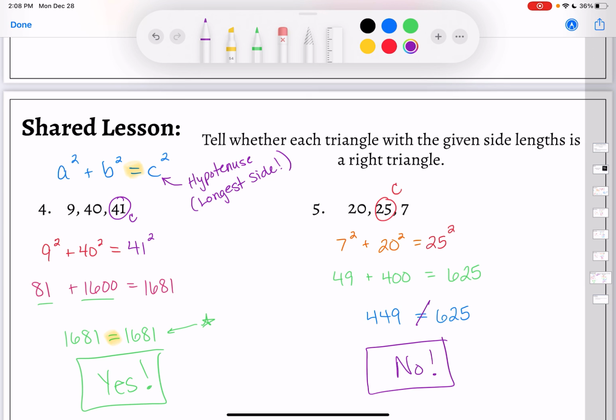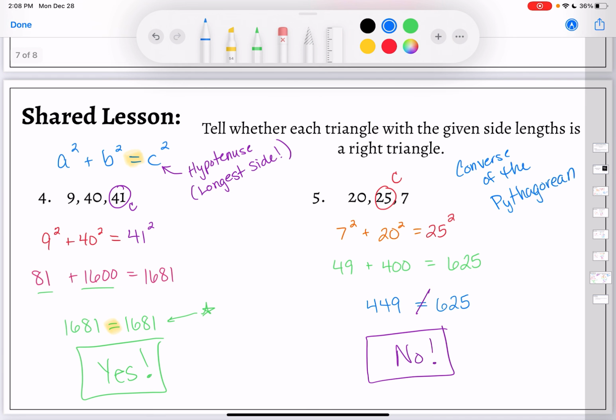So there you can see that you have to go all the way down to that last step where you have two numbers, one on the left, one on the right. And if they equal, it's a right triangle. If they don't equal, it's not a right triangle. So this is what we call the converse of the Pythagorean theorem. Converse just means kind of like the opposite. So the Pythagorean theorem says that if you have a right triangle, then a squared plus b squared equals c squared. The opposite would say if a squared plus b squared equals c squared, then you have a right triangle.